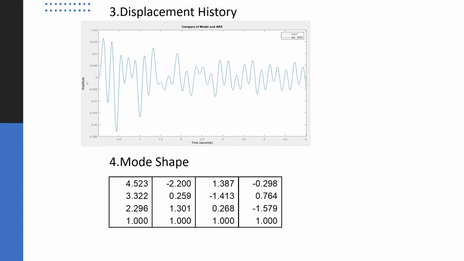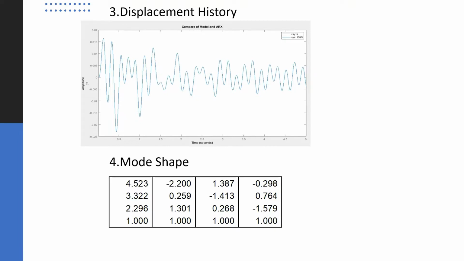Now let's have a look at the displacement history and the mode shape generated by the ARX function. As we can see from the displacement history, the estimated plot, which is calculated by the ARX function, is completely overlapped with the displacement from before, when the sampling time is set to 0.01 and the total time is set to 5 seconds.